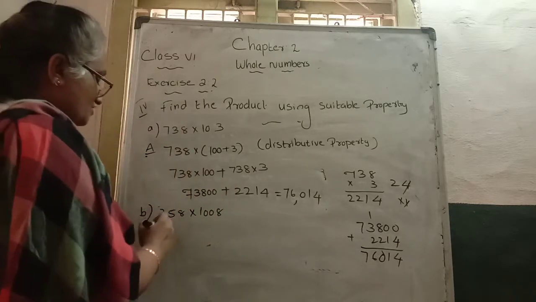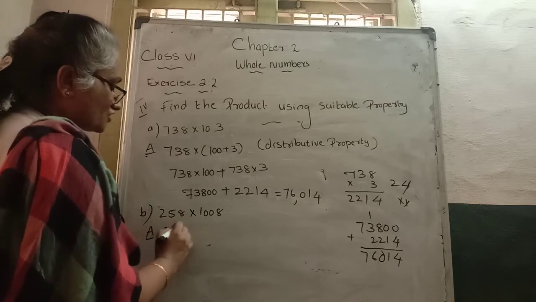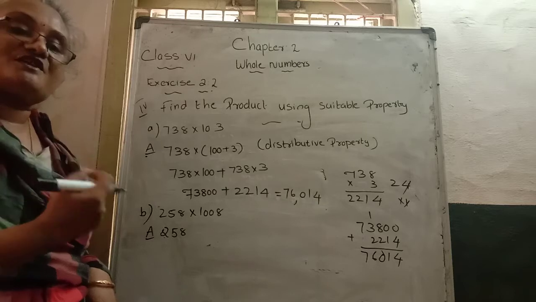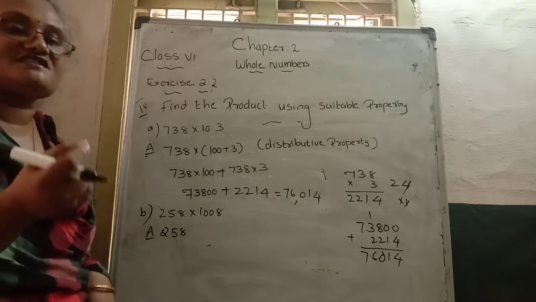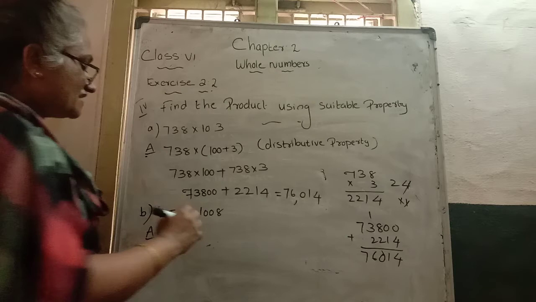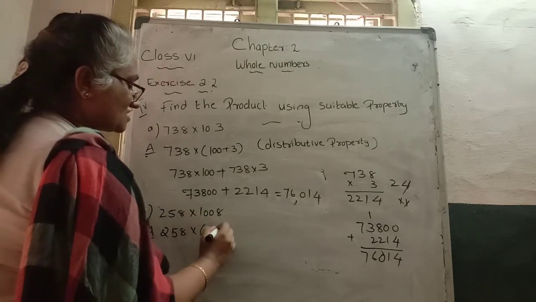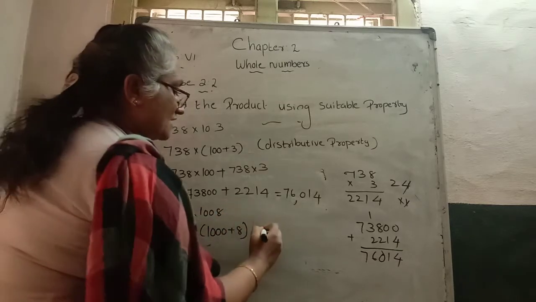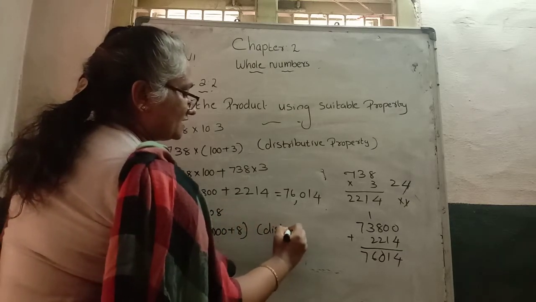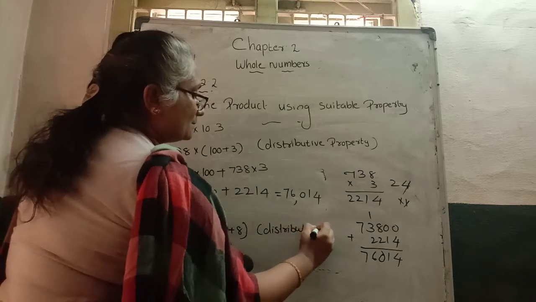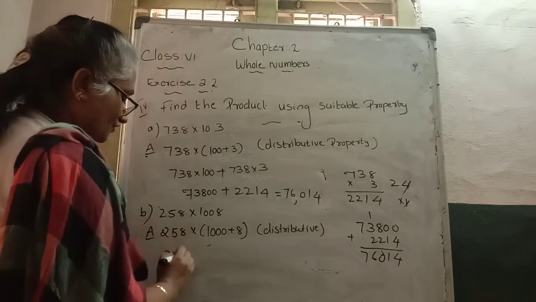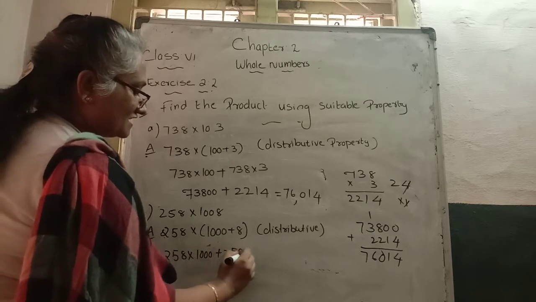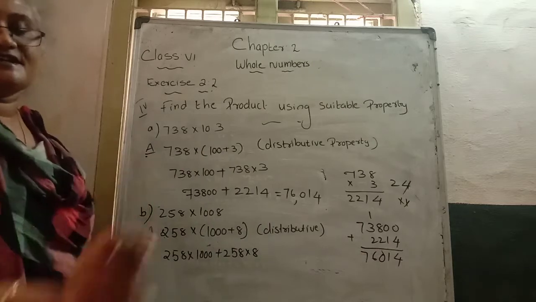Next B question. So how we can do here? Here also distributive property apply. How to apply 1008? How to split 1000 plus 8? 1000 plus 8 because how much? 1008. That's why 1008 we can split as 1000 plus 8. Here also applying the distributive property. So outside number 258 is multiplied with 1000, plus 258 is multiplied with inside second number 8.